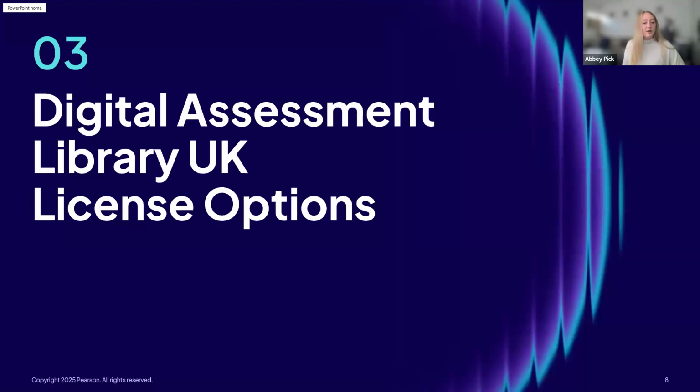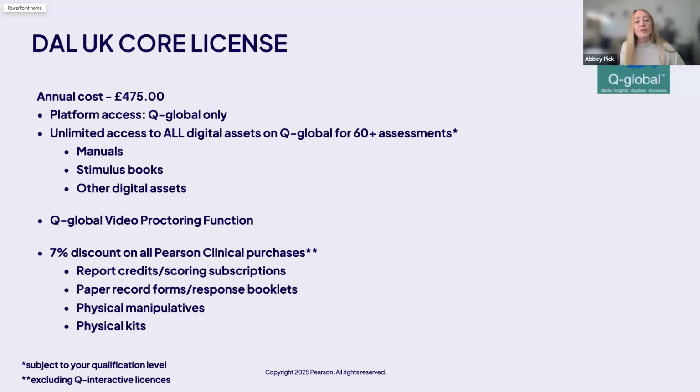So now we'll go into the different license options available with the Digital Assessment Library. The first license option is called the core license. The core license is for Q Global only. And with this license, you will get unlimited access to all of the digital assets available on Q Global, including all of the manuals, the stimulus books, and any other digital assets based on your qualification level. So you no longer have to specify which of the assessments you'd like to use, as absolutely everything is included in the license, again, based on your qualification level.